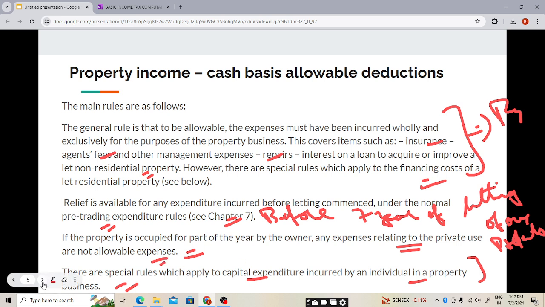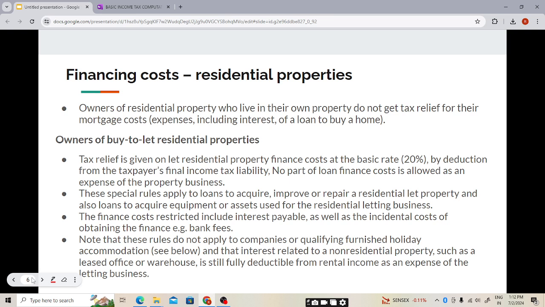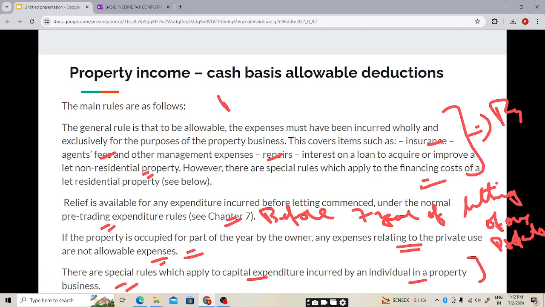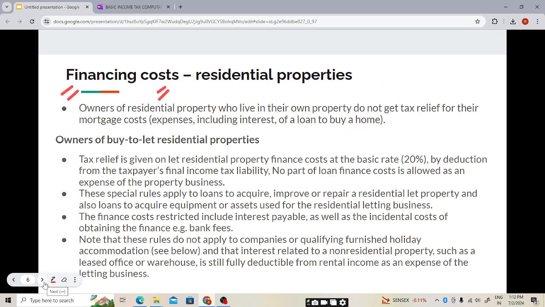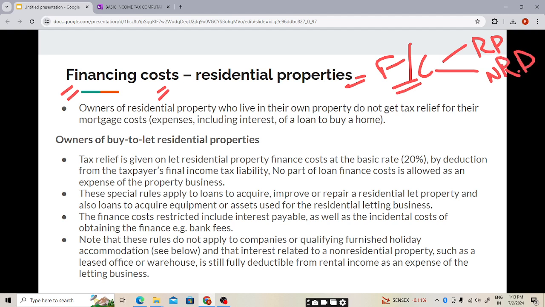So now we will be dealing with some further expenses, and now with finance cost. Before that, as mentioned by me, revenue expenditure is allowed, capital expenditure is not allowed. Now when coming to finance cost, as we know, we have two types: residential property and non-residential property. In case of non-residential property, whatever our finance cost is, we will reduce it from our property income.